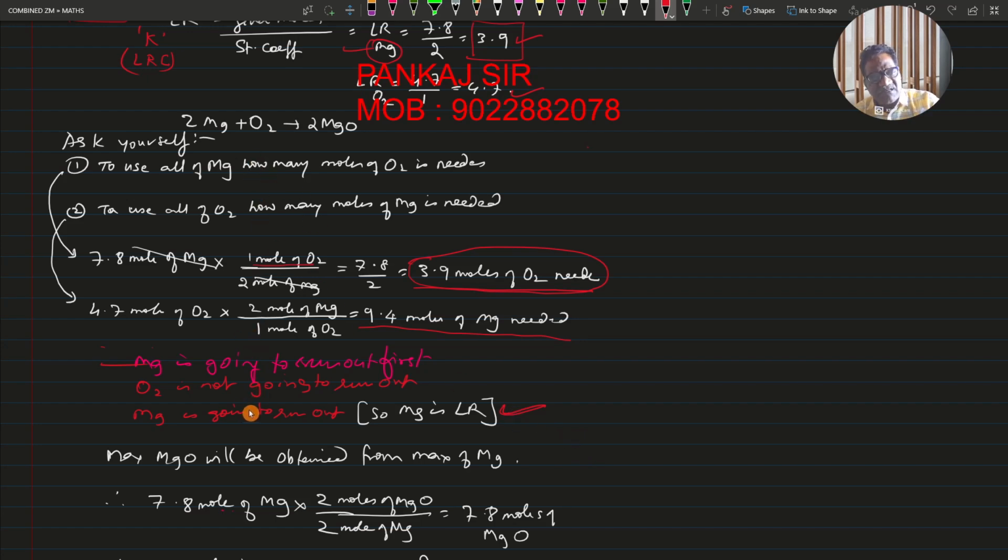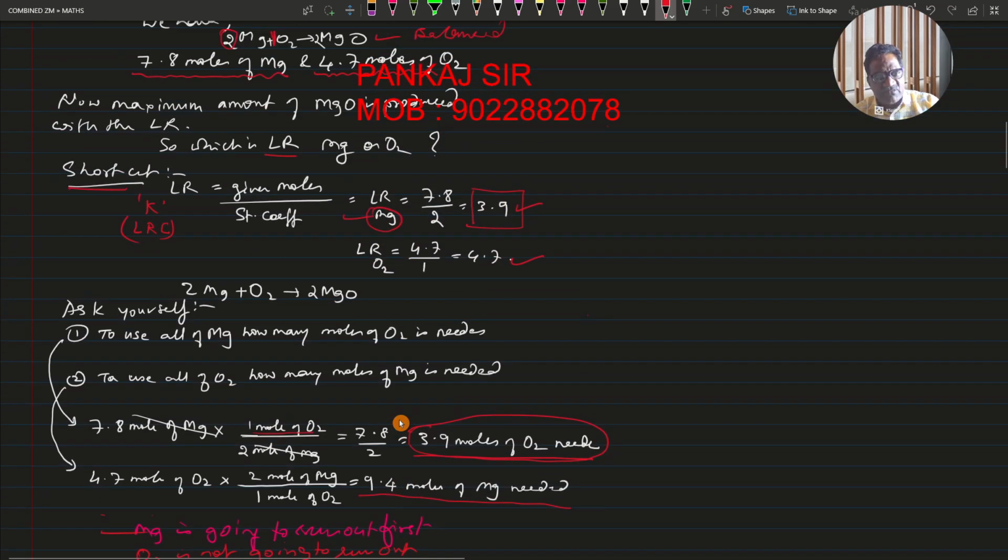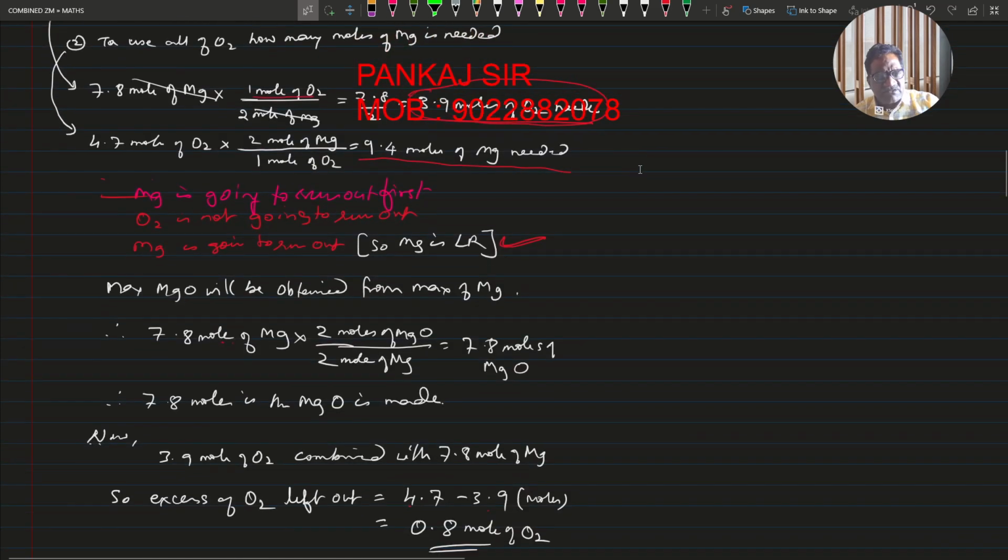Now this is the concept, the logic behind deciding why magnesium is the limiting reactant, and this was a very shortcut method of deciding which one is the limiting reactant. Both are one and the same. You can always use the shortcut method when you are doing your numericals. So now you know that magnesium is the limiting reactant. So magnesium will be responsible for deciding how much magnesium oxide will be obtained, because magnesium oxide will be obtained from this magnesium only, since magnesium is going to run out first.